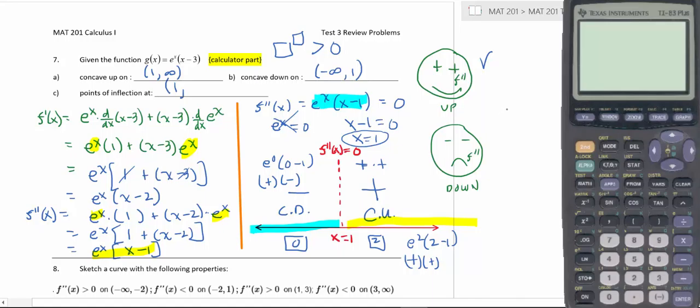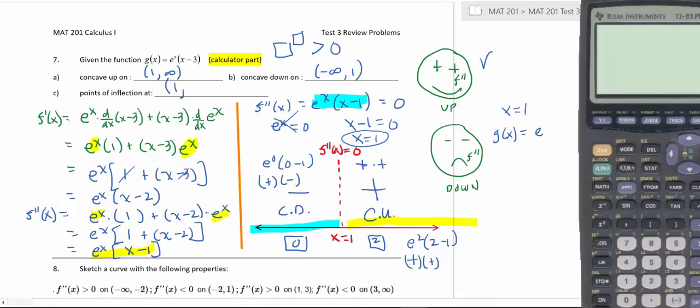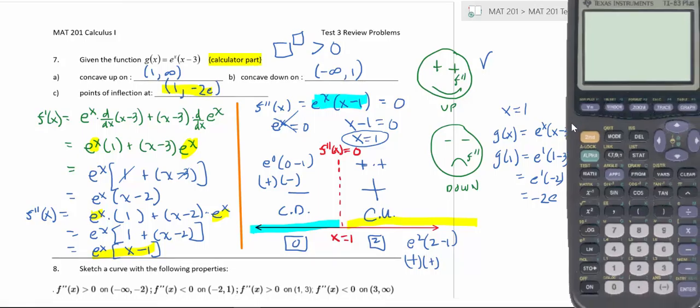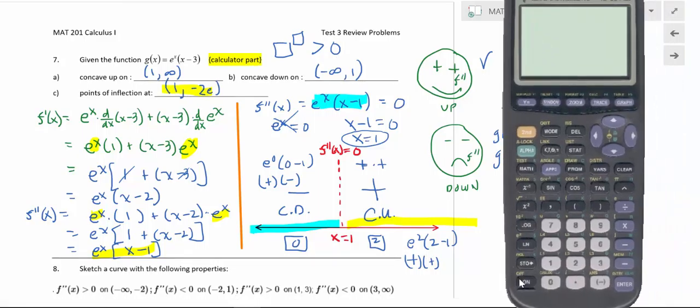So if x equals 1, and the function is g of x equals e to the x times x minus 3, so if we just find g of 1, we're going to get e to the first times 1 minus 3. So that's e to the first times negative 2, so that's negative 2e. So the point of inflection is going to be negative 2e. This is another problem that you don't need a calculator on that much. All right, now if I'm allowing you to use the calculator, which we'll do on some of these problems, then you can put this in.